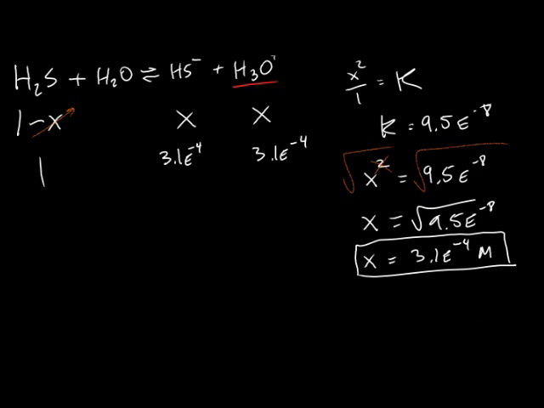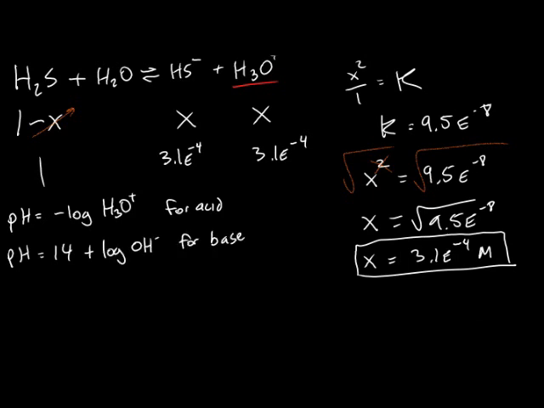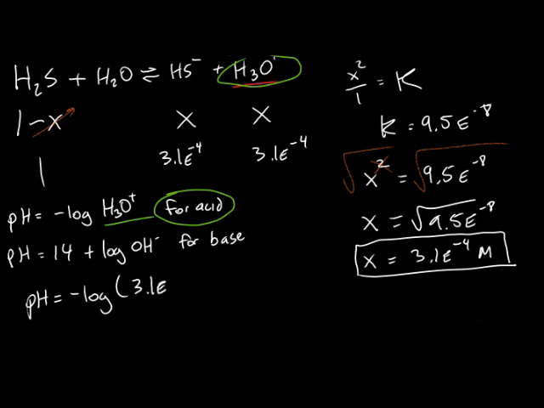Now to find our pH, we have two options. We can say that pH is equal to negative log H3O. We can do this if we have an acid. If we have a base instead, we can say that pH is equal to 14 plus log of OH. Since we have an acid this time, and H3O is part of our equation, it makes more sense to use the first option here. We'll say that pH is equal to negative log of 3.1 times 10 to the negative fourth. Then we place it in a calculator. We'll end up with 3.51 for our pH. So this tells us that a 1 molarity solution of H2S will give us a pH of 3.51.